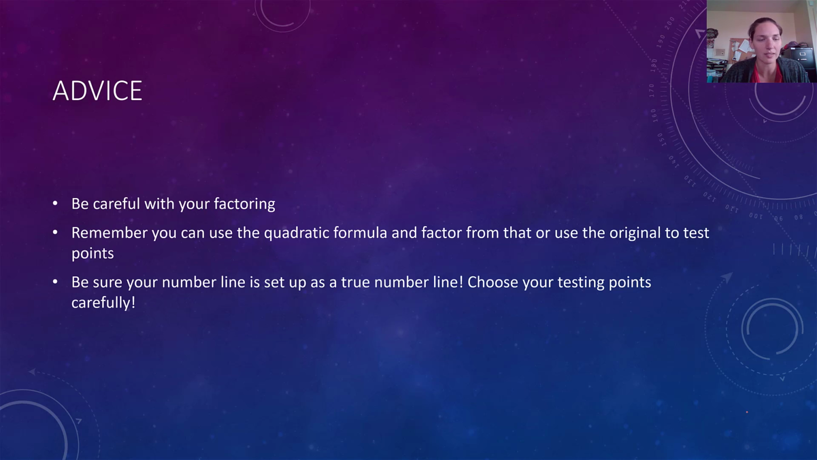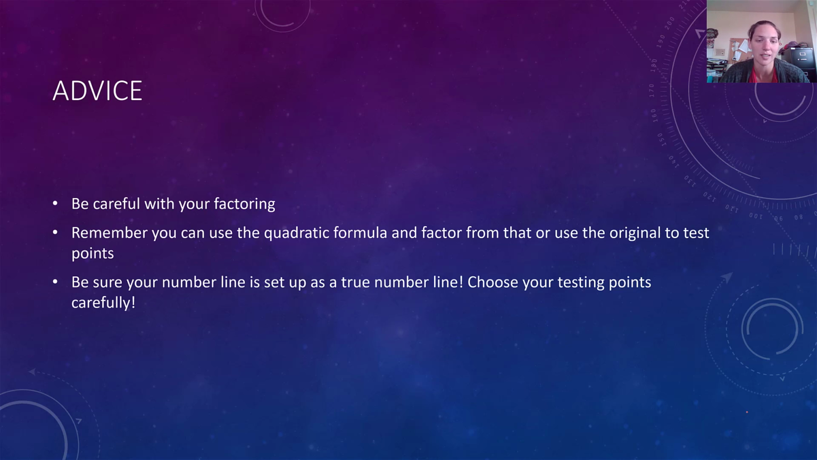So my advice for this is to be careful with your factoring, right? Make sure that you're checking those values to see that they actually work. Remember that the quadratic formula always works. You can use that to factor it for you. Or you can always use the quadratic formula and then go back to the original, or use its shape to test. There are lots of different ways to do this. Don't feel tied to having to factor if you don't like factoring.